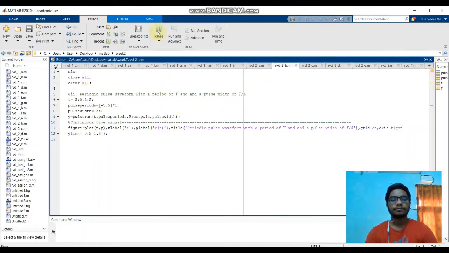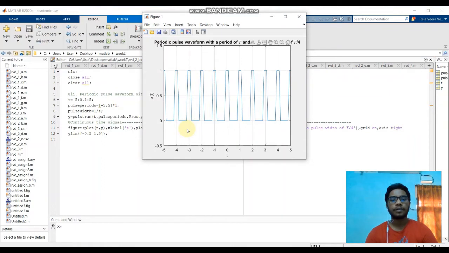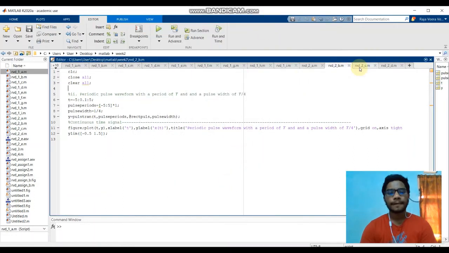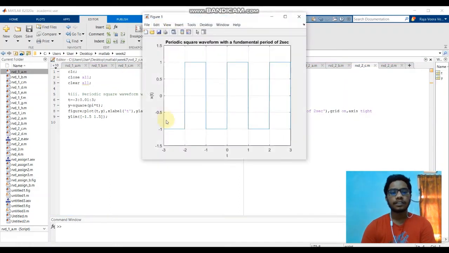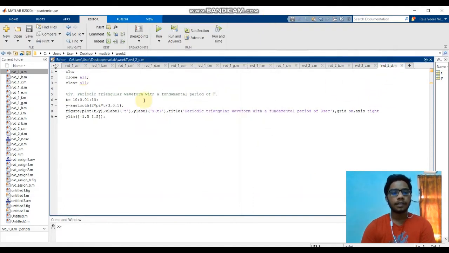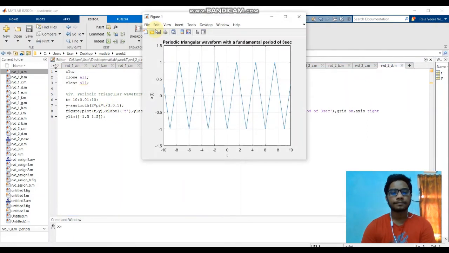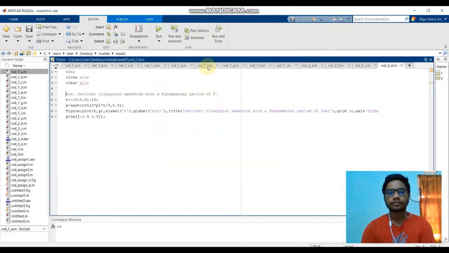When we run the code, this is a periodic pulse wave of time period 4 seconds and a pulse width of 1 second. It is in continuous time interval. Moving on, this is the periodic square waveform with a fundamental period of 2 seconds. Now running it, this is the square waveform. And the next one is the triangular waveform with a fundamental period of t. I have used the same sawtooth function but with an extra value of 0.5, which makes it triangular. As you can see, this is a periodic triangular waveform with a fundamental period of 3 seconds.